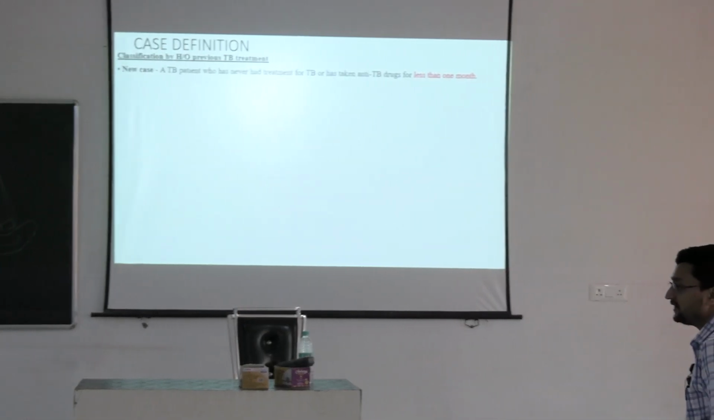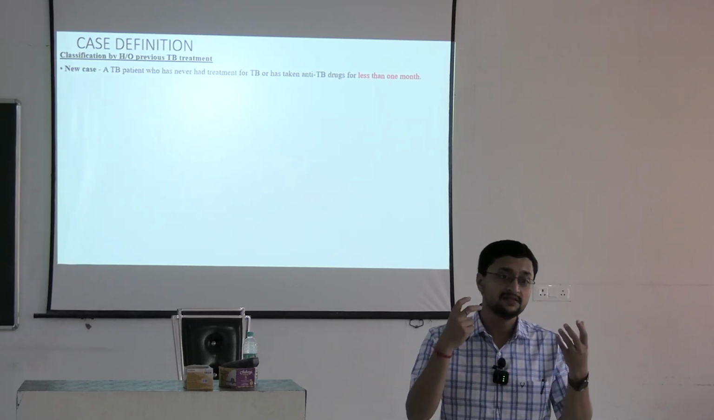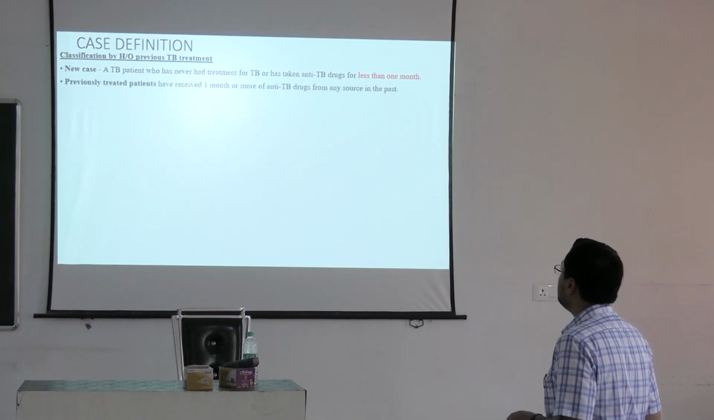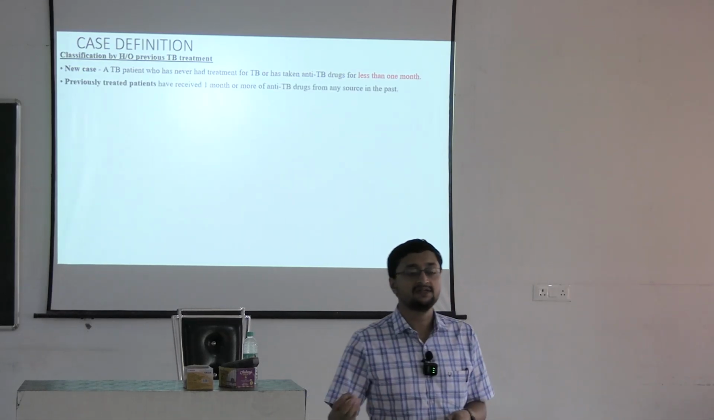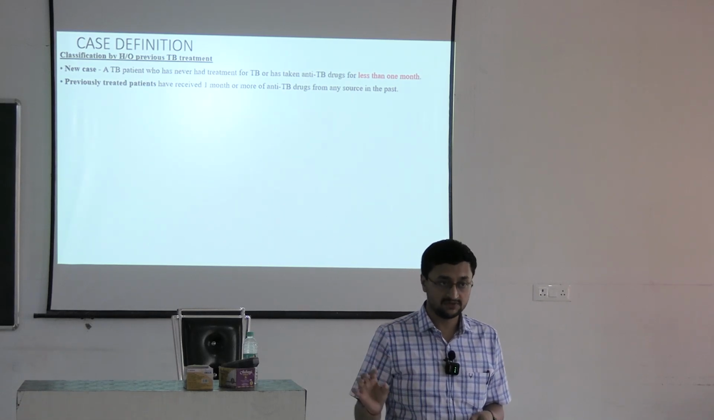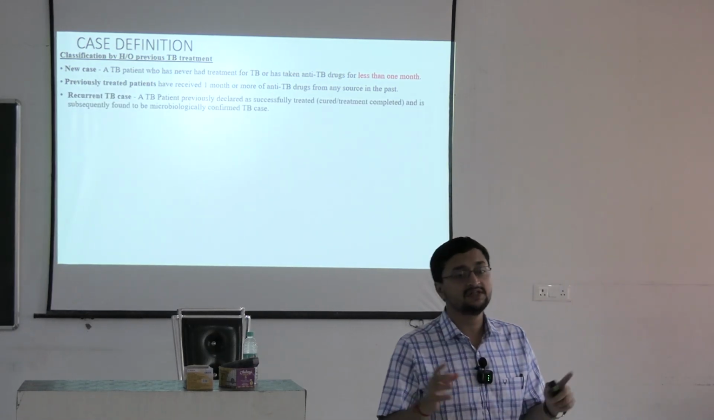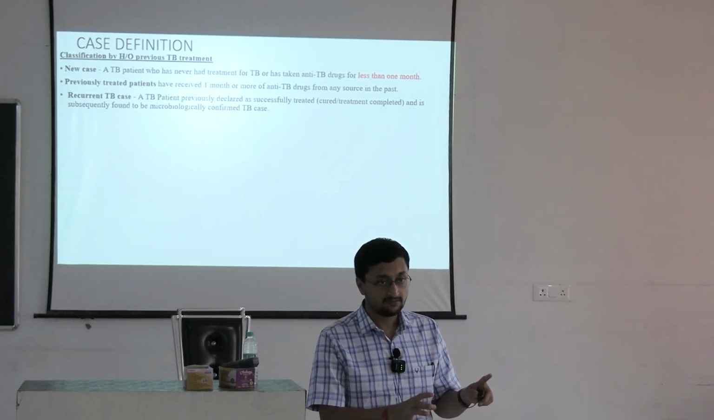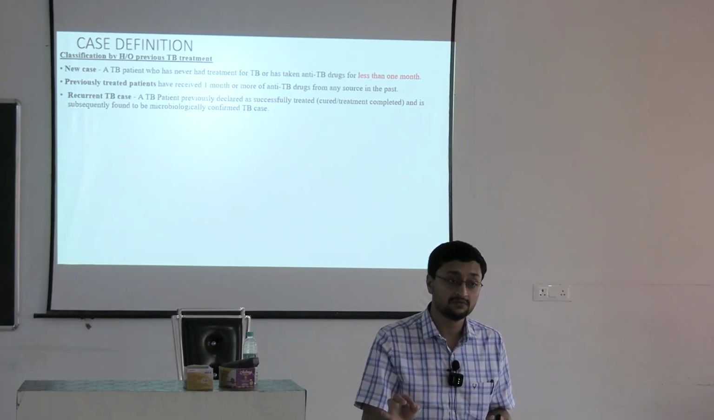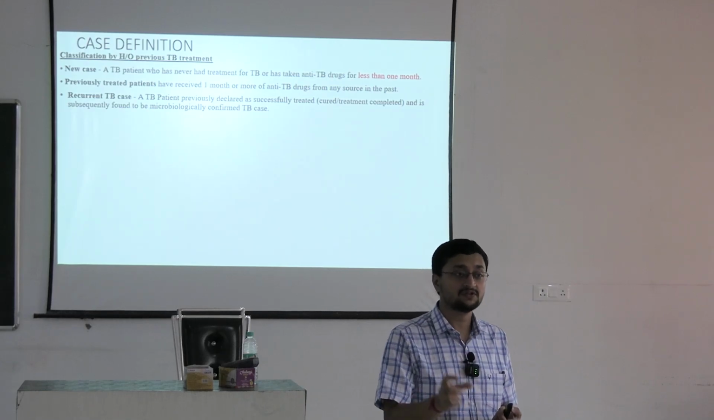So what is a new case? A new case means microbiologically confirmed TB, or any form of tuberculosis, that is diagnosed for the first time. What is a previously treated patient? That means the patient received anti-TB drugs for 1 month or more. What is a recurrent TB case? That means the patient was treated successfully in a recent course and was declared cured after the treatment, but again the patient was infected with tuberculosis. This is called a recurrent TB case.